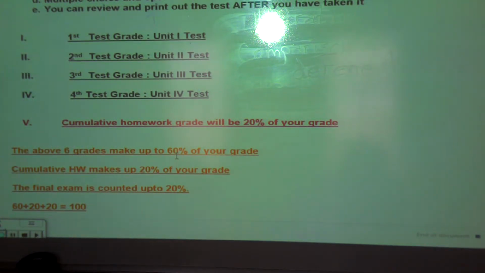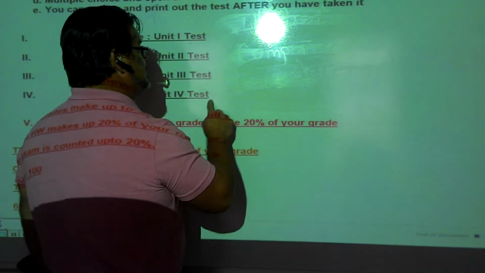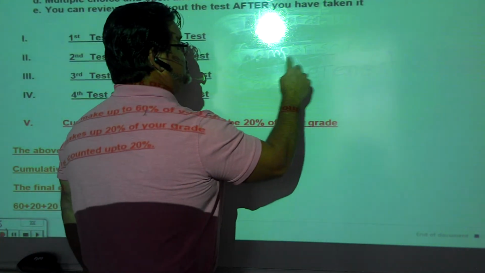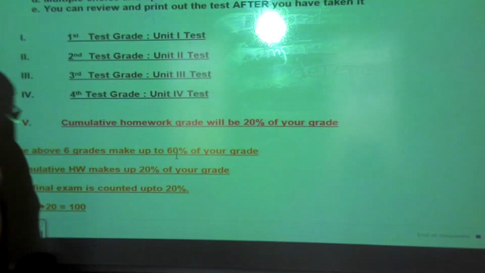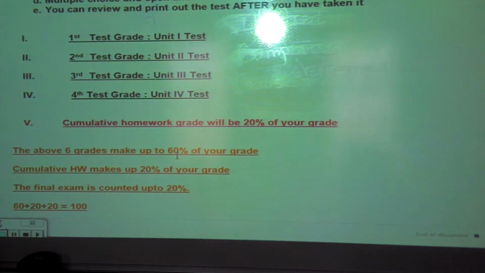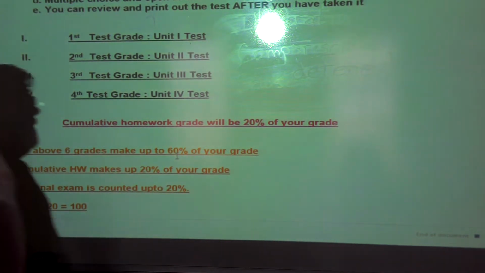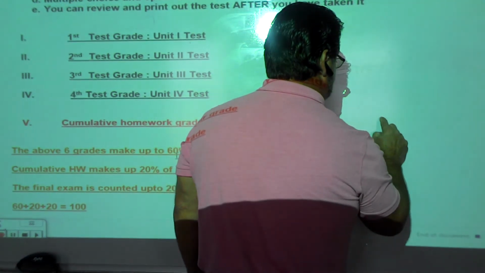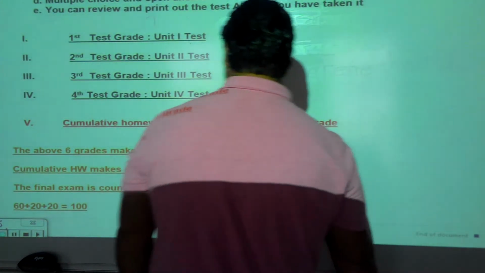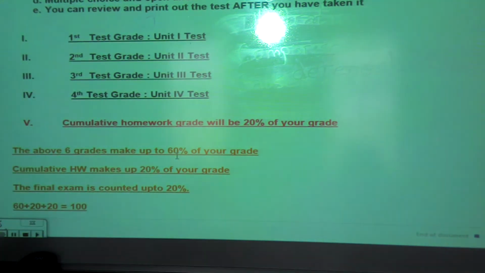Here are your 4 test grades. This is 60% of your grade. So you need to go out here and draw a bracket. Average times 0.6. The homework, average times 0.2. And the final is your final average times 0.2. And you add those 3 numbers up. Now it's time to write something else on the board.